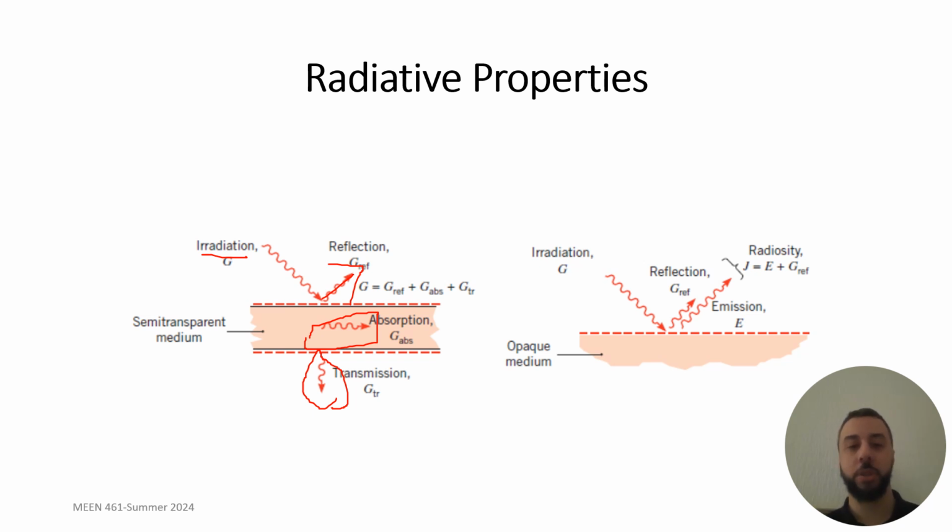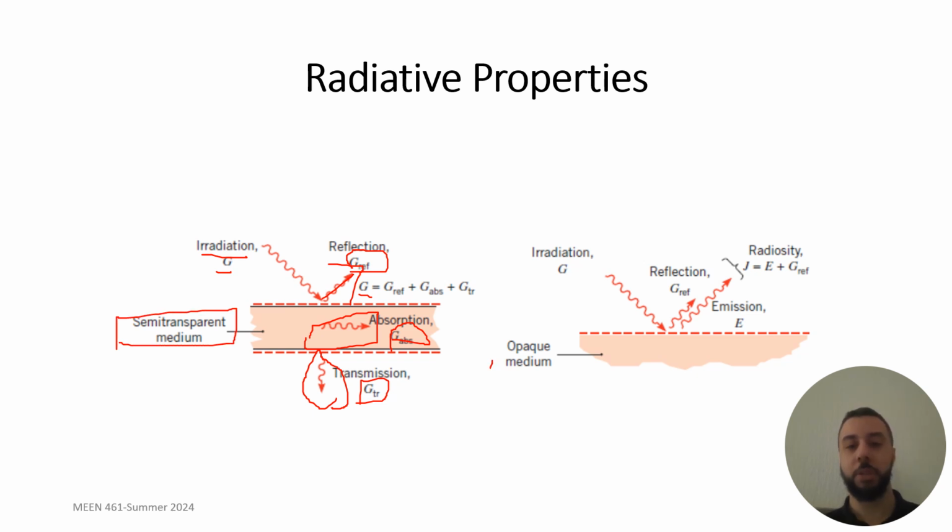And of course, doing just the energy balance, whatever energy enters the system has to add up to whatever is leaving. So you have irradiation should be equal to the reflection plus the absorbed plus the transmitted, because that's where the energy is coming from anyways. It's all adding up to the irradiation. So that's for a semi-transparent medium.